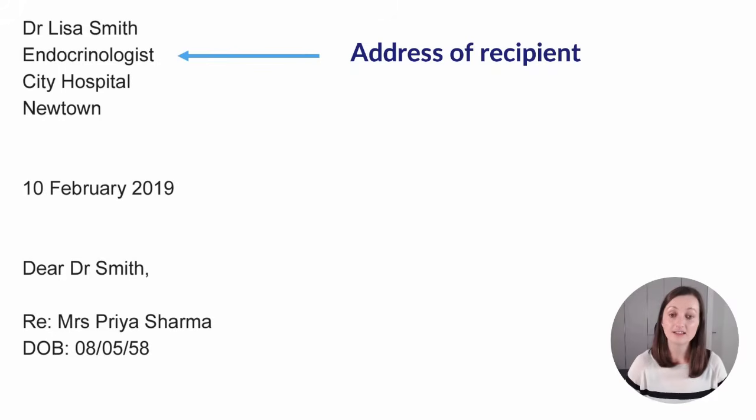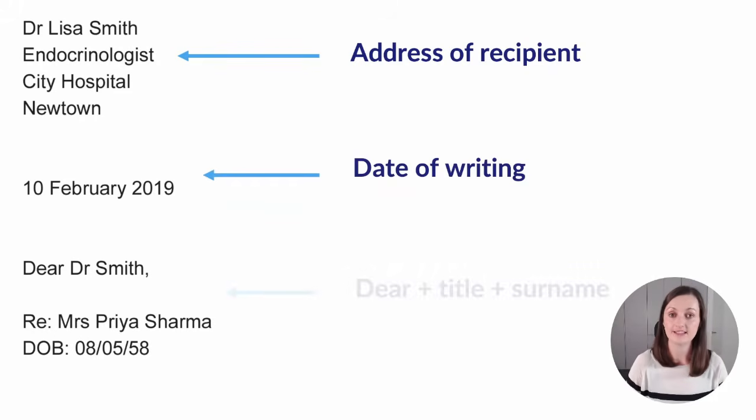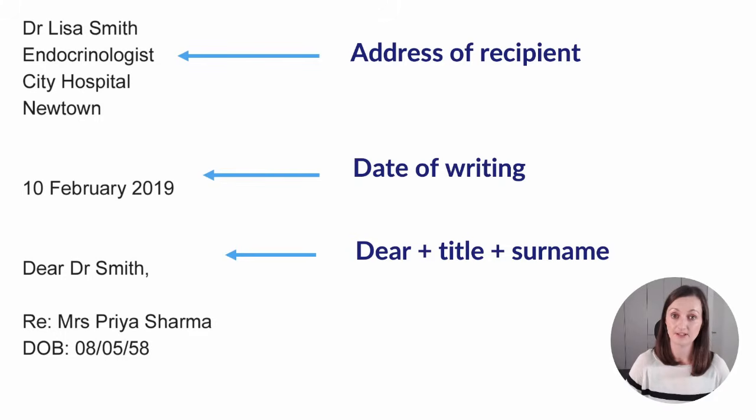That means starting with the address of the recipient that you will find in the task, including the date of writing for your letter, the title and surname of the recipient. So in this particular task, we know that we're writing to another doctor and we have their surname. So the candidate has written Dear Dr. Smith. If you don't have the name of the person you're writing to, you can simply write their job title. For example, Dear Doctor. Never write Dear Sir or Madam in your OET letter, as this is not appropriate.